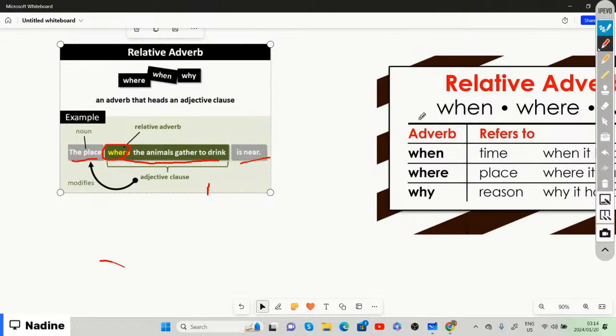So we say a relative adverb is an adverb that heads an adjective clause, and there we have an adjective clause where it says where the animals gather to drink. So it basically modifies the place, which is the noun.